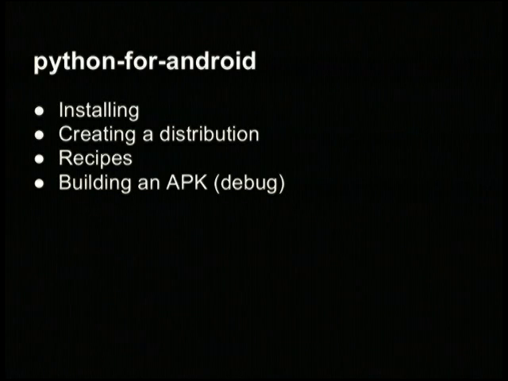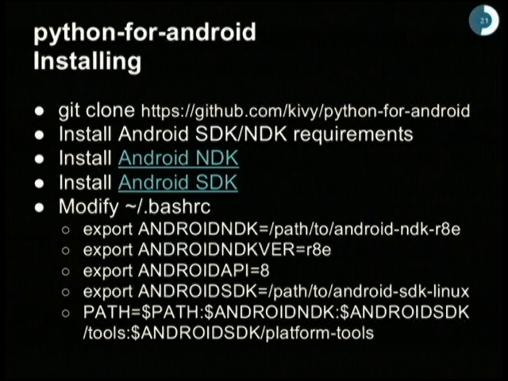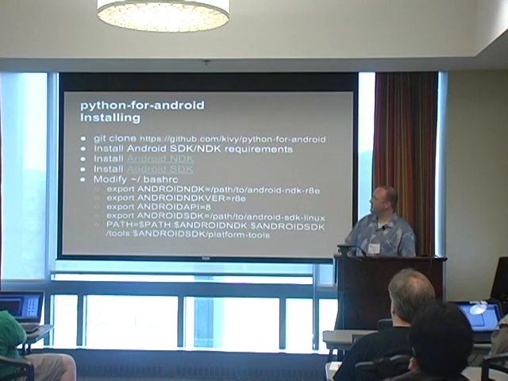So Python for Android is the Kivy project that lets you turn your Kivy app into an APK. So we're going to go over installing, creating what are called recipes, and then we're going to actually build an APK. Installing is not the simplest, mostly because Android development is not the easiest to get going in the first place. You need both the native development kit and the software development kit, as well as the Python for Android project, and a few other things too. Make sure you read the install docs.